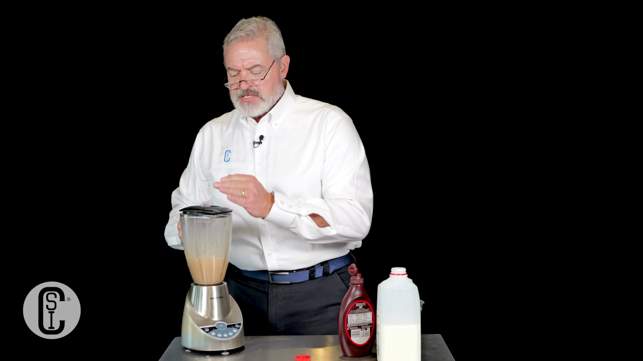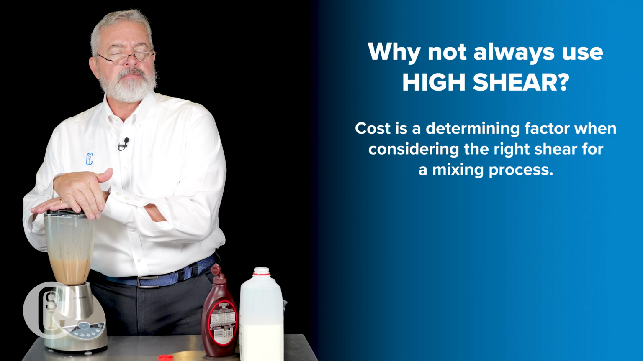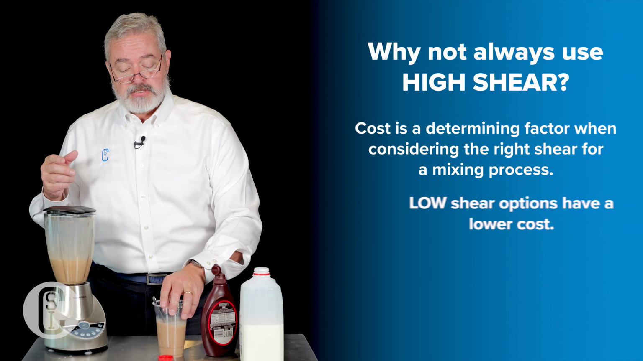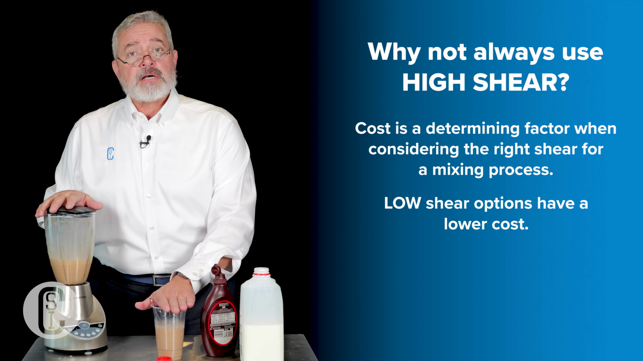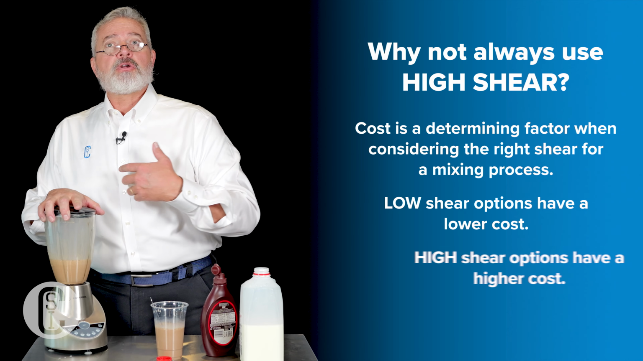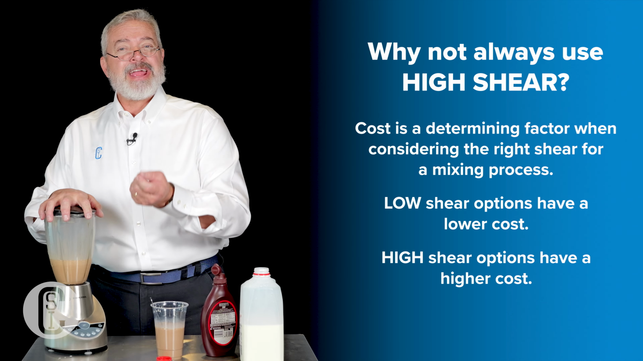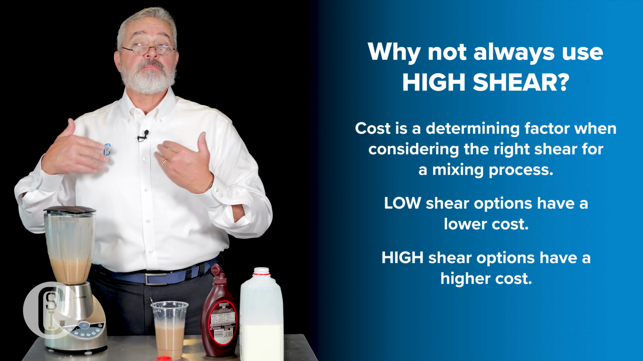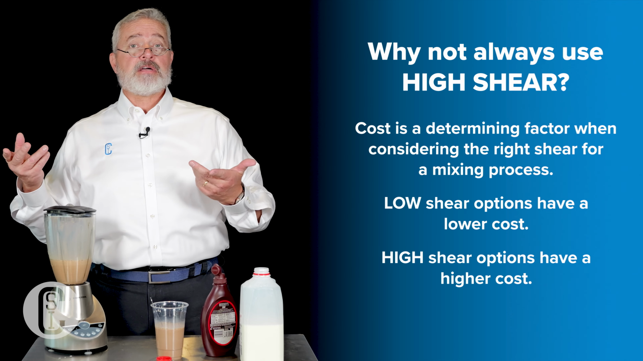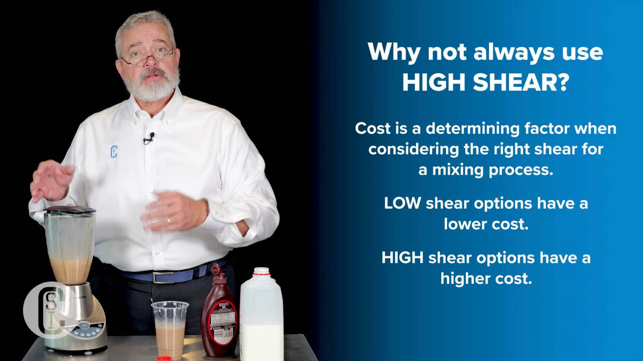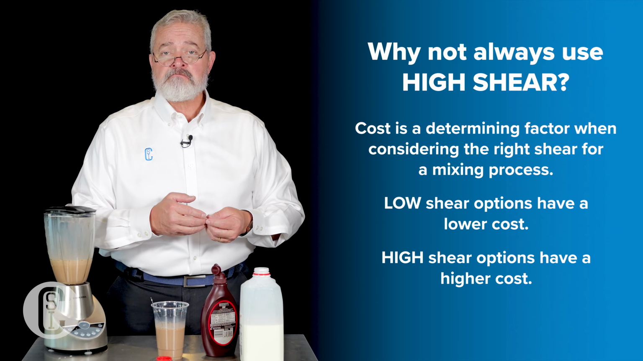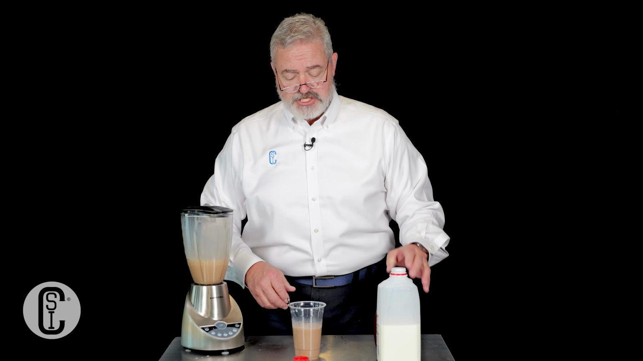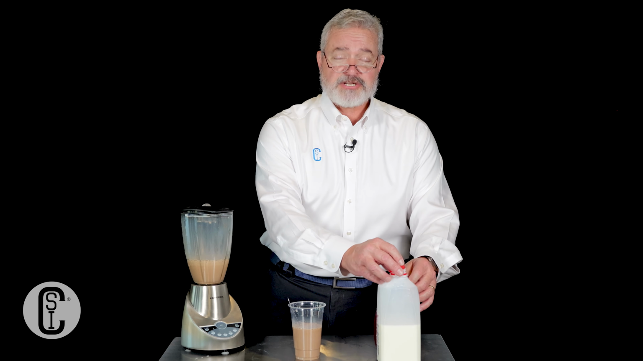So you might consider to yourself, well, why wouldn't you use high shear every time? A lot of times this comes down to cost. Low shear options are lower cost. High shear options usually require larger motors, higher energy. So these options for high shear can be 2 or 3 or even 4 times the cost of a low shear option. If your liquids are easily blended, low shear is something that you may want to consider. A low shear option in this case worked just fine.